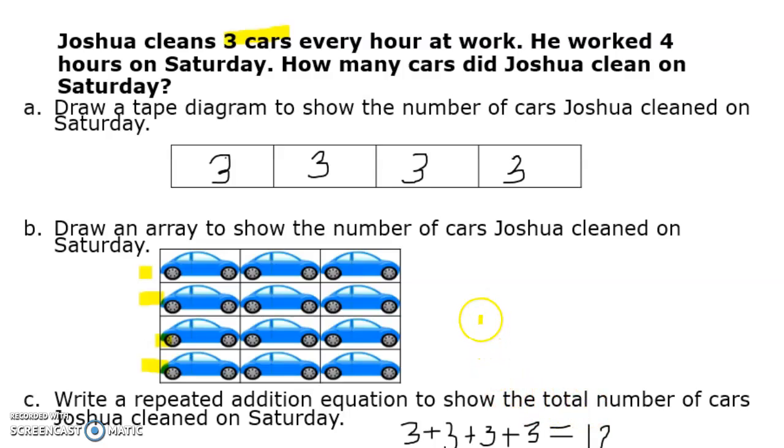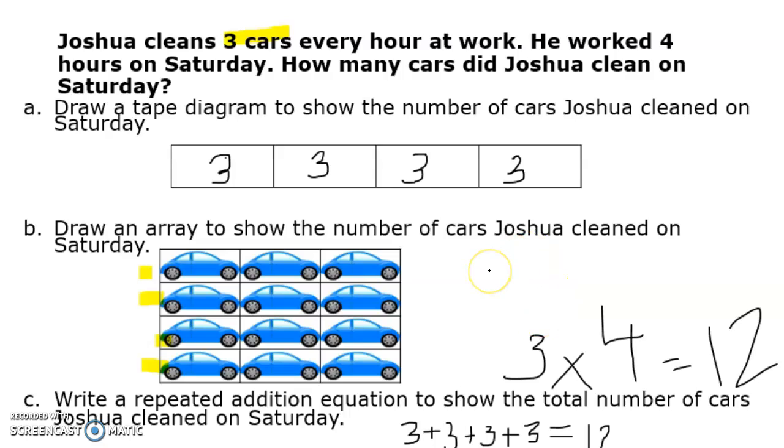Now, as you know, there is another way that we could write this equation. Go ahead and write that if you know the answer. Yes, if you said 3 times 4, then you are correct. 3 times 4 equals 12 is the multiplication sentence for this array. Okay, that is it for today, guys. That's all we covered during our conference call.